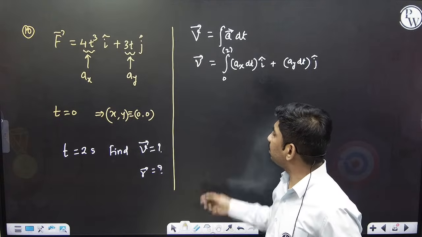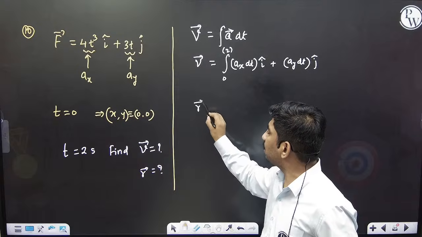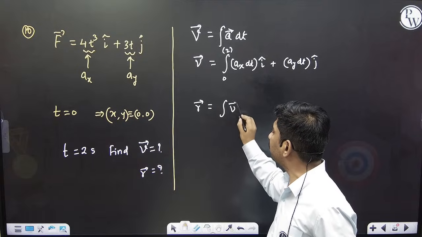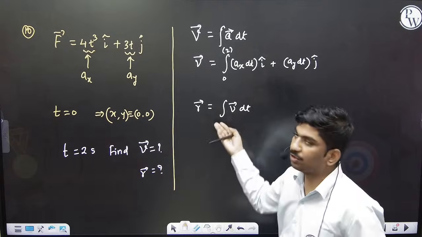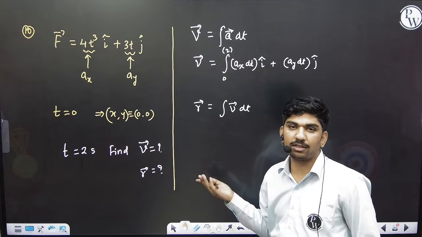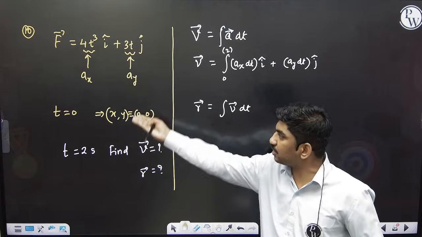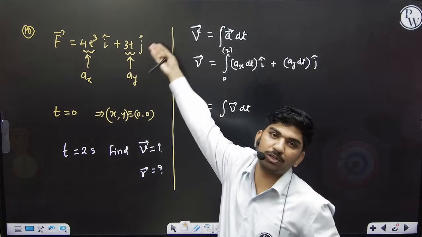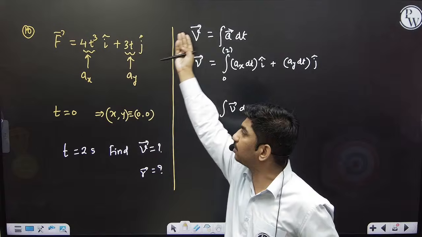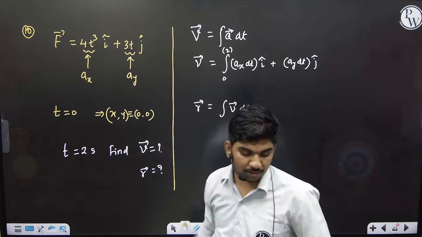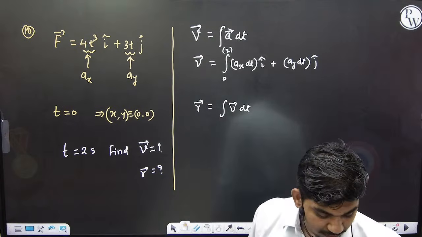Once you calculate the velocity, how are you going to calculate the r? It will be simply again v dt. So whatever velocity you are getting, you put it in again and calculate. Based on what data you had got, you can put it and do the integration. Integration of 4t cube will be 4t raised to 4 by 4, the 4 gets cancelled, t raised to 4, and 3t square by 2. Whatever data you were having, you are supposed to write.